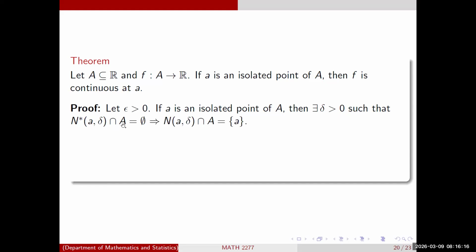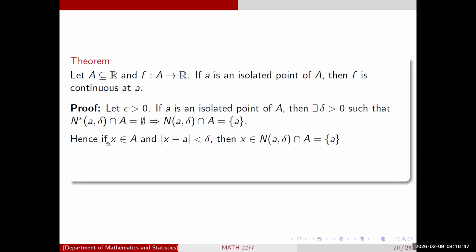Okay, so now if I add back A into this intersection, then they only have one point in common. So the center is obviously in the neighborhood. Okay, the center always belongs to the neighborhood, and A belongs to the set A. Okay, where did I take this point? A is an isolated point of A means it needs to belong to the domain. So there's only one point in here.